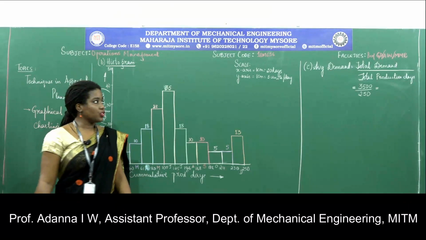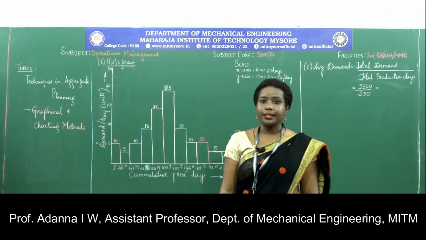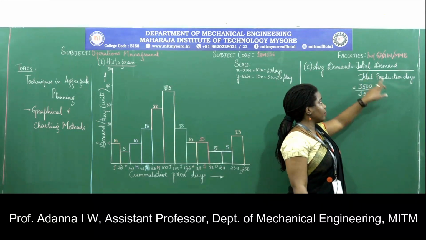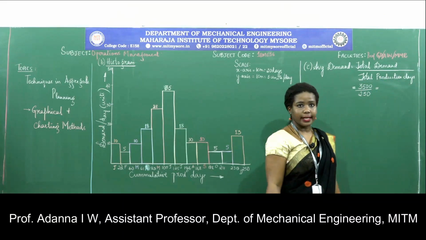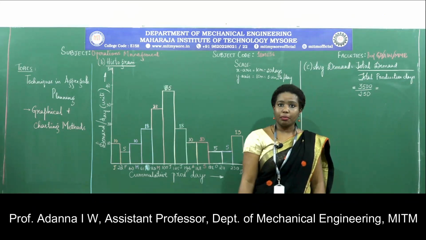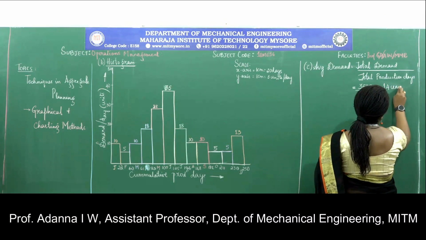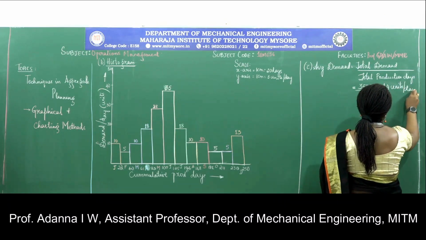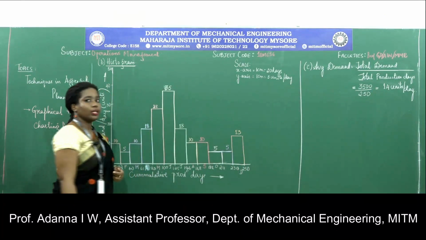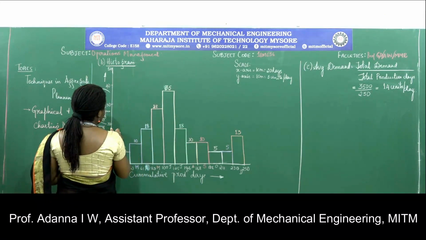The next part of the question states that we need to find out the average demand and plot it as a dotted line on the graph. So what is this average demand? Average demand is the total demand divided by the total number of production days. 3,500 is the total demand from the table and 250 is the total number of production days. This will give us about 14 units per day, which means that on average, the demand per day for this product is about 14 units.